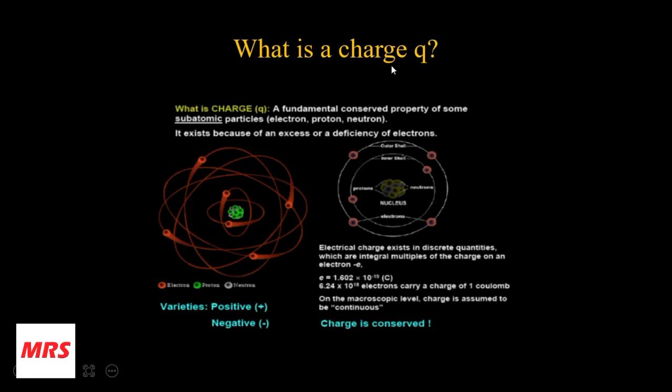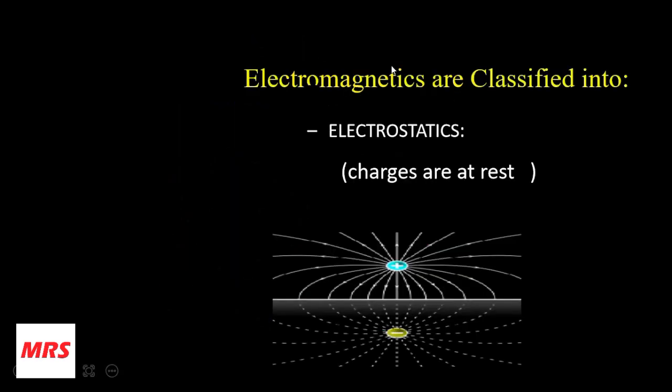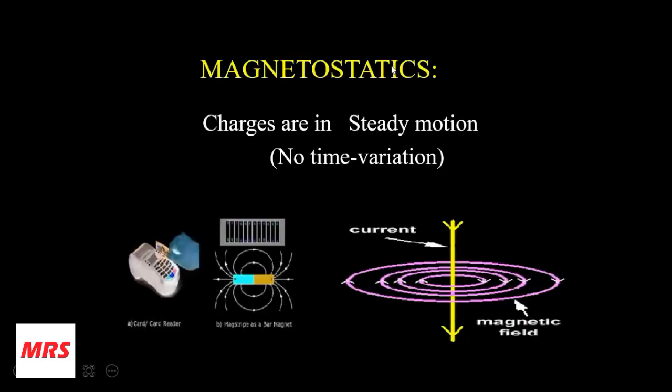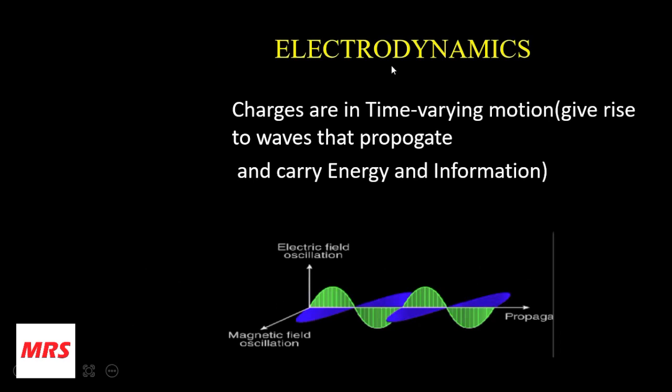On the microscopic level, charge is assumed to be continuous. Charge is always conserved. It may consist of positive or negative form. Electromagnetics is classified into electrostatics. The electrostatics are produced when the charges are at rest. Magnetostatics: charges are in steady motion, no time variation. Electrodynamics: charges are in time varying motion, giving rise to waves that propagate and carry energy and information.